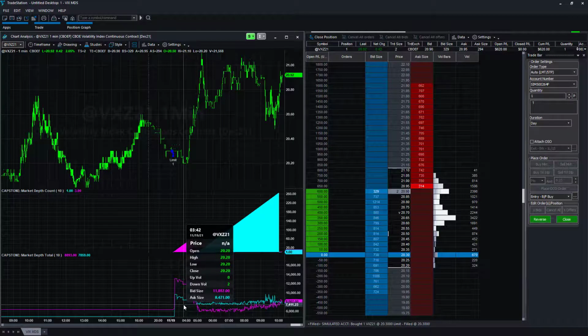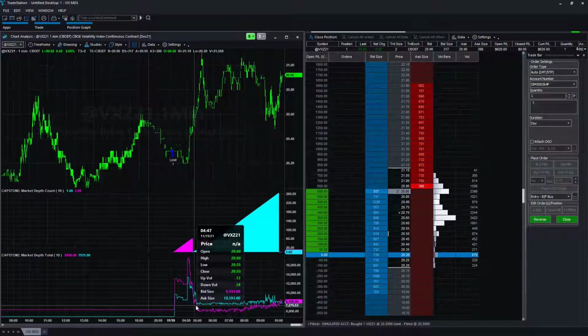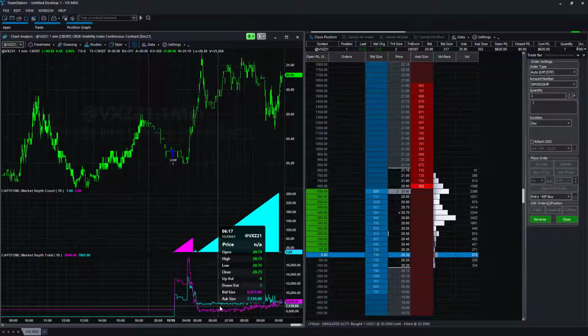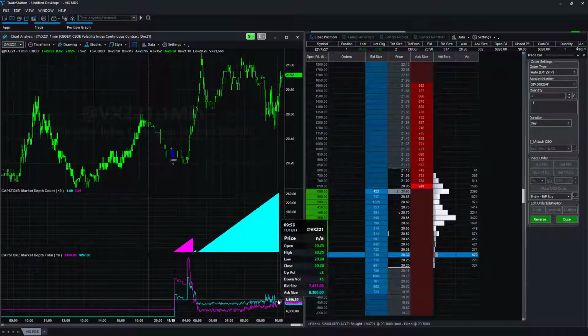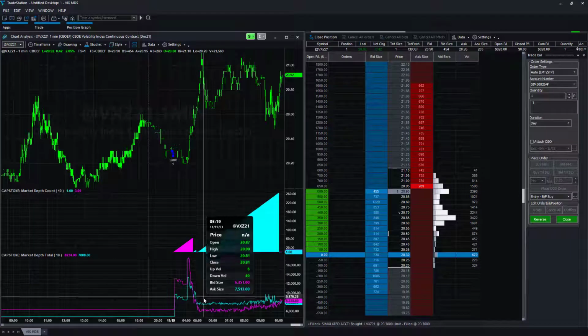Same thing when there are more bids than offers. You think that more bids would bid the price up, but the market is really trading down into liquidity, so it's a little bit counterintuitive. These are the observations that I've made over the years in the order book, and this is how you keep track of it. With our market depth total, it shows the number of bids.